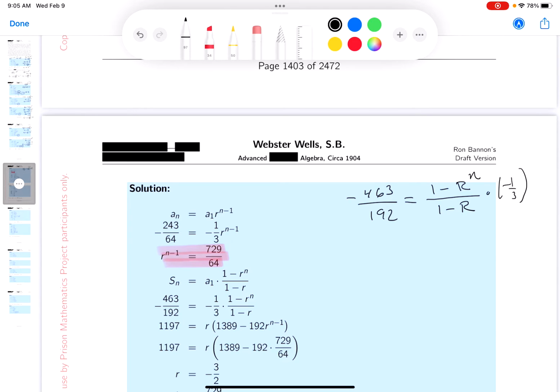Again, my gut feeling over here is I want to simplify it a tiny little bit. So I'm going to multiply both sides by minus 3. And so that's going to be 463 times 3. Well, it's going to be 1,200, 180, and 9. So 1,389. Did I do that right? Yeah, 1,389 over 192 equals 1 minus R to the n over 1 minus R.